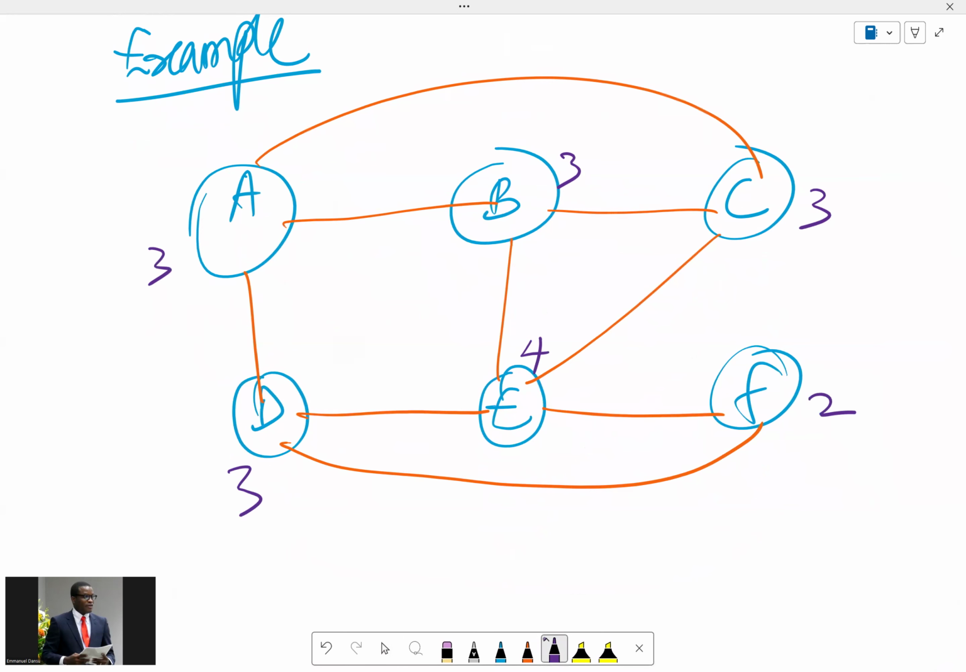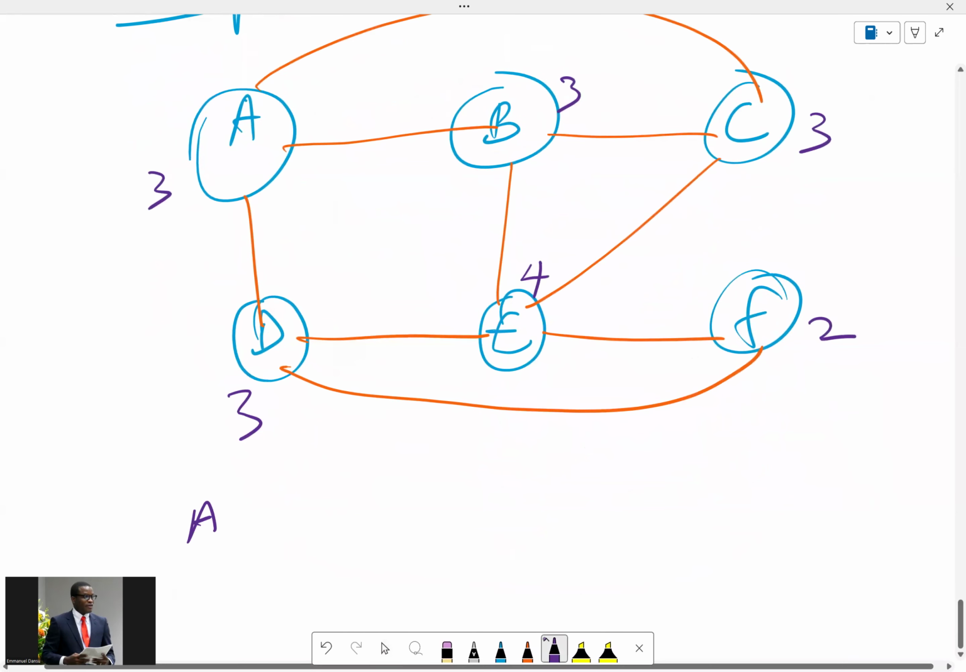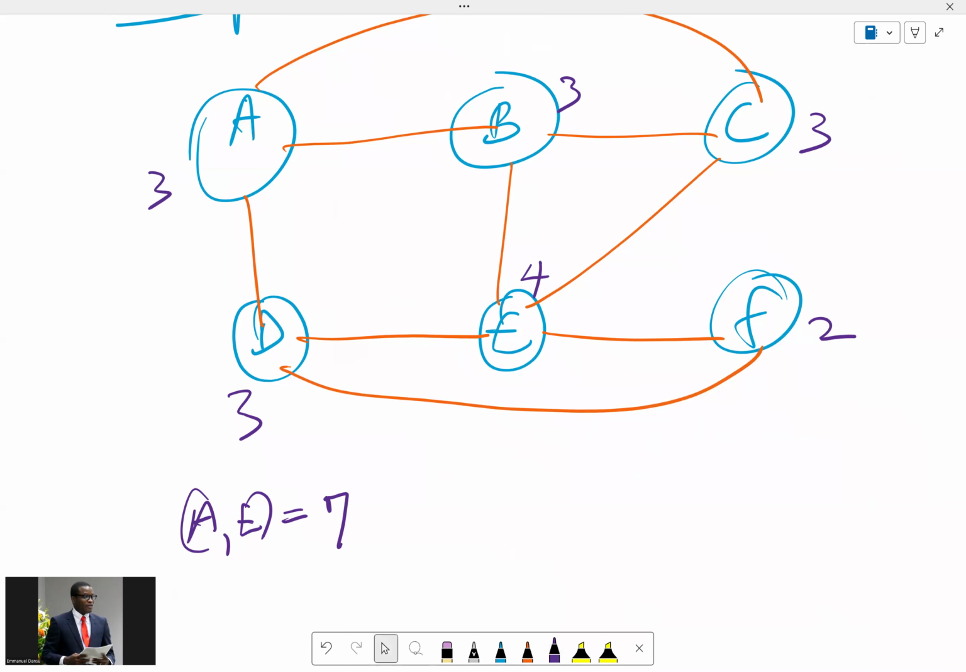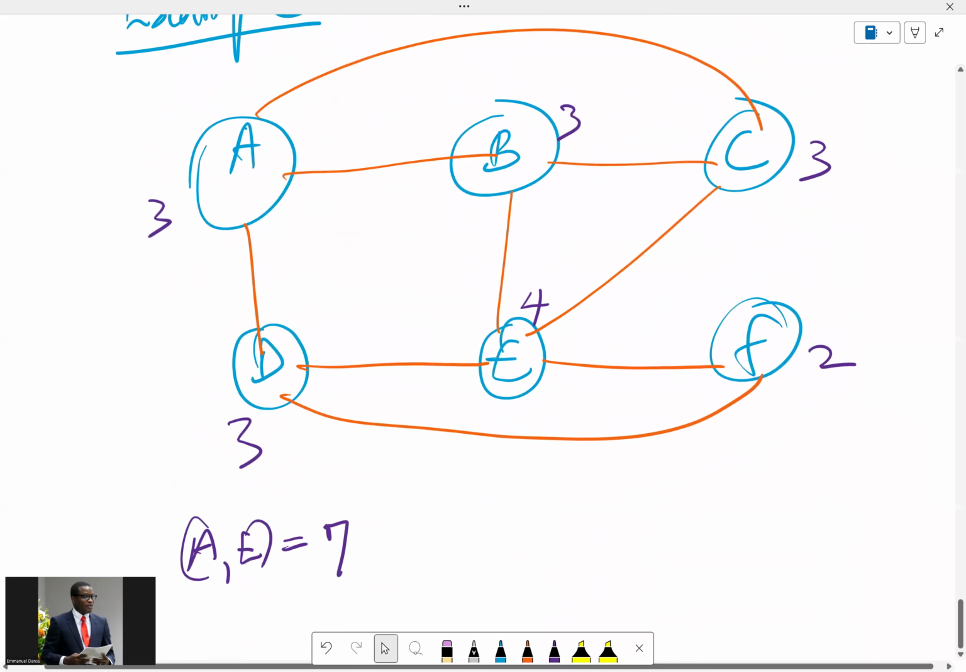Okay. So if you look at what are the possible non-adjacent vertices, A is only not connected to E. We can have AE. So these vertices are not adjacent. And the sum of their degrees for AE is 7. Good. How many edges do we have? 1, 2, 3, 4, 5, 6, 7, 8, 9. Oh, that's already a no-no. Okay. So that doesn't really work here.